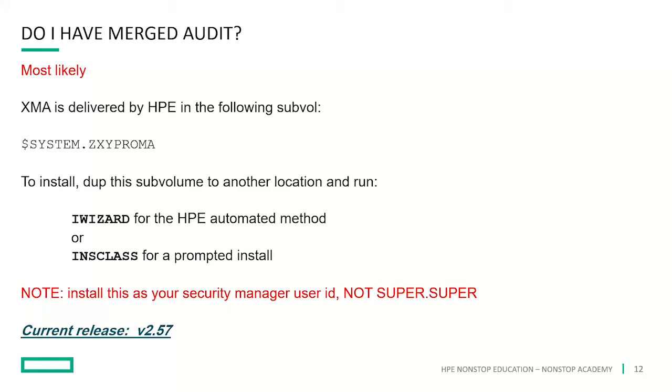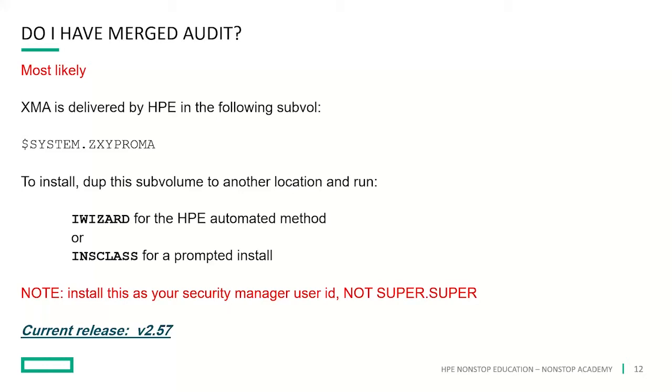When you do go to run it, if you run the iWizard from that subvolume, it's going to install the whole thing for you automatically. It's a piece of cake. It's going to prompt you a few times, and then you're done. It's going to install Merged Audit. It's going to add all the default movers for XYGATE modules and Safeguard and EMS, and it's going to install the transaction router for you. It's going to do all of that without you having to do a single thing.